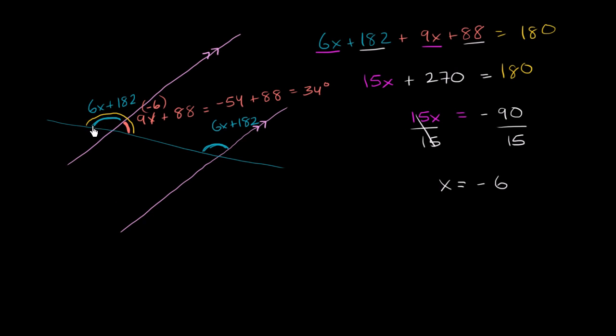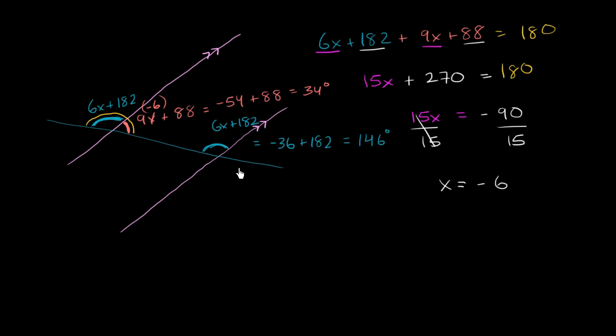The blue angle is going to be 180 minus that, but we can verify that by actually evaluating 6x plus 182. So this is going to be equal to 6 times negative 6, which is negative 36, plus 182. If I subtract the 6 first, I get to 176. So this gets us to 146 degrees. And you can verify 146 plus 34 is equal to 180 degrees.